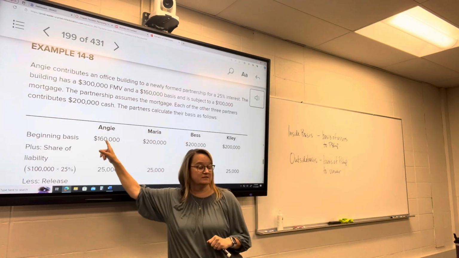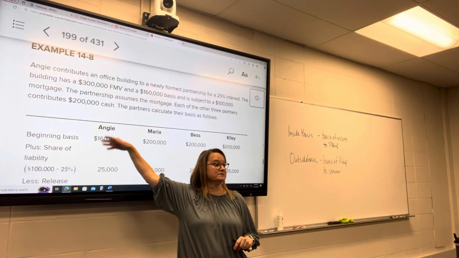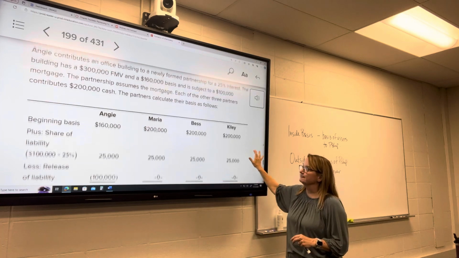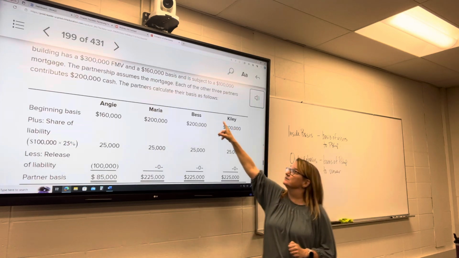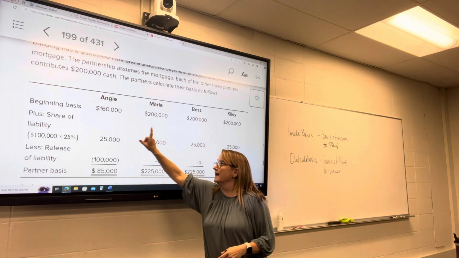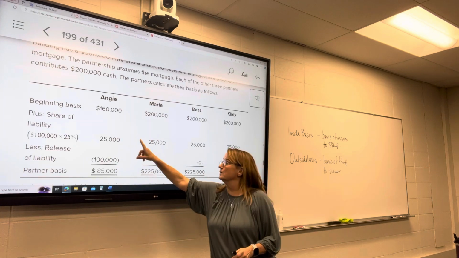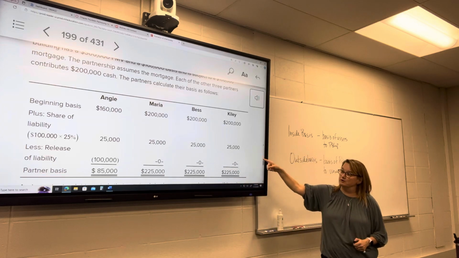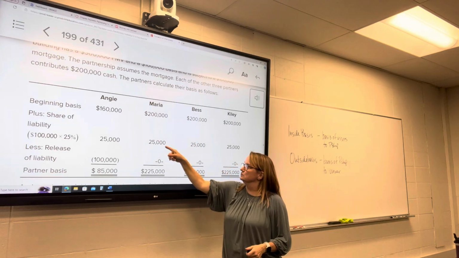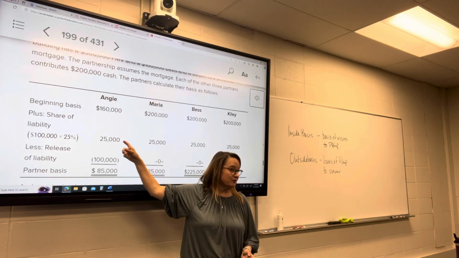Angie, this is the $160,000 basis of the building. So now her basis in the partnership is $160,000. Each of the others, this is cash, so $200,000 each. And then the partnership is taking on this $100,000 liability divided by 4. So each partner now has a $25,000 responsibility for it. That's going to be spread equally over these partners. So now, like Maria's 225, Angie is up to 185 for her basis.